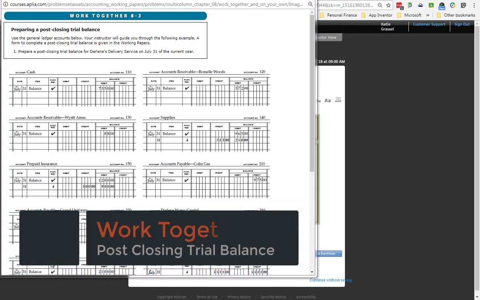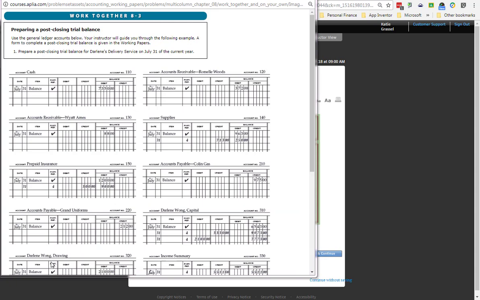Directions for 8.3, when we look at it, tell us to use the general ledger accounts below, and your instructor will guide you through the following example. A form to complete the post-closing trial balance is given in the working papers. Instruction number 1: prepare a post-closing trial balance for Darlene's Delivery Service on July 31st of the current year.